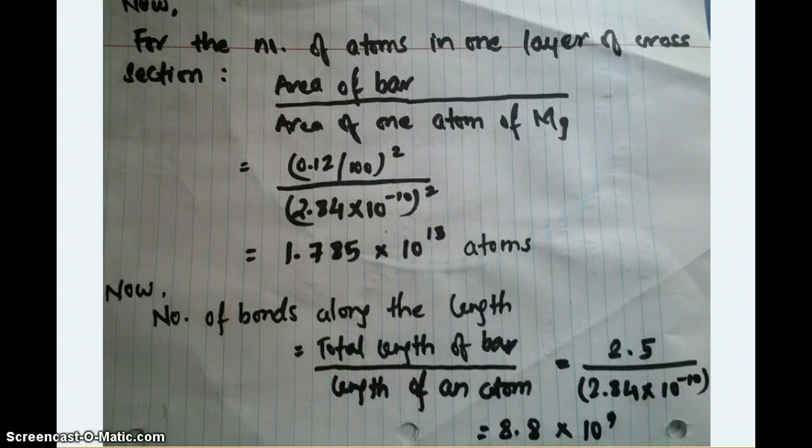Now since we are finding the number of atoms in one layer of cross section, we need to find the value that is generated by the division of the area of the bar by the area of one atom of magnesium. Doing that we can get the total number of atoms that are found in one layer of a cross section. After finding that, we can find the number of bonds that are along the length. To do that, we just calculate the total length of the bar divided by the length of one atom, and that is calculated to be 8.88 × 10⁹.